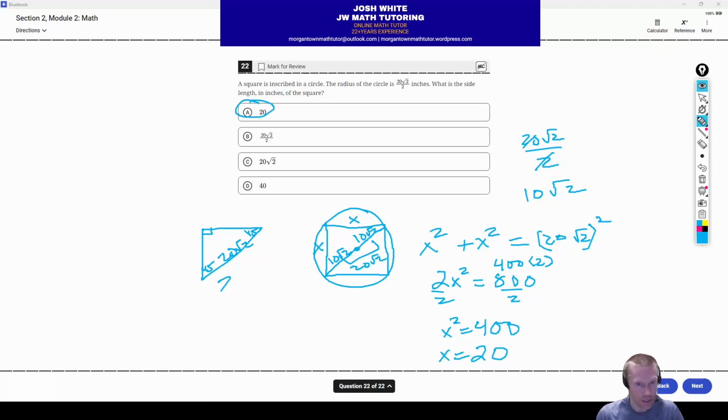So you could have just recognized, 20 root 2 is the hypotenuse. I divide by root 2. Therefore, each leg has to be just 20. And you could get it that way without using Pythagorean theorem.